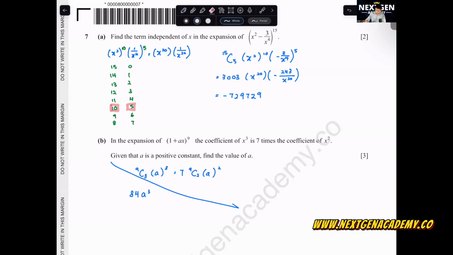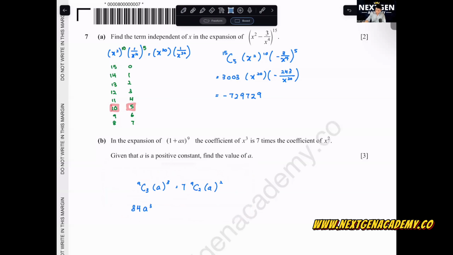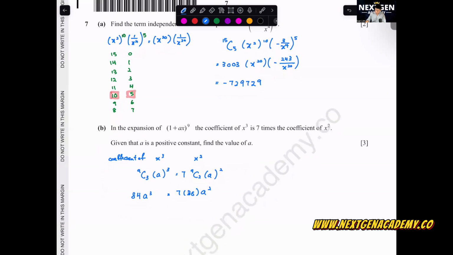Okay, this one you can write down here. Coefficient of, this one is x cubed, this one is x squared. Then 7 times 36 a squared. Okay, we solve for this one. a cubed over a squared equals to 7 times 36 over 84. a will be equals to 3.